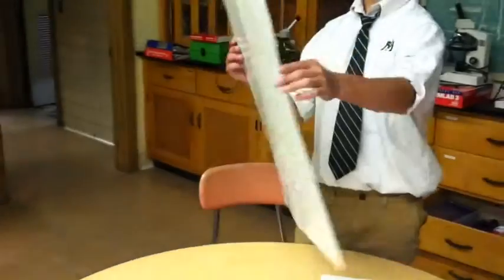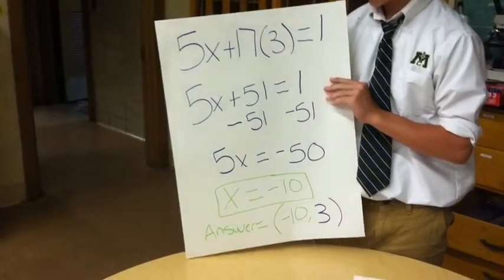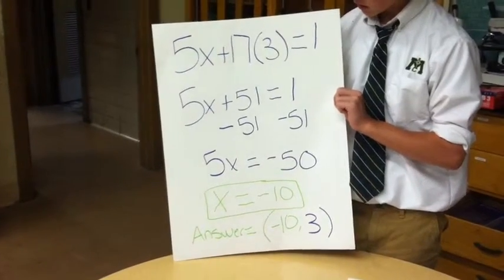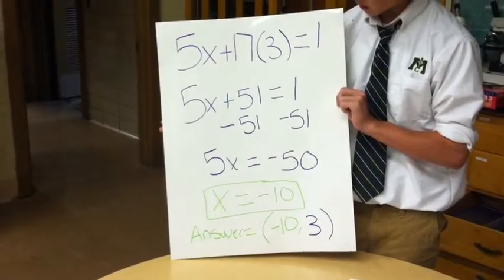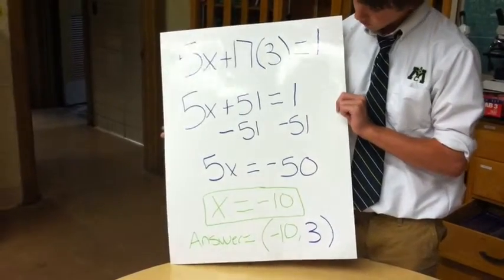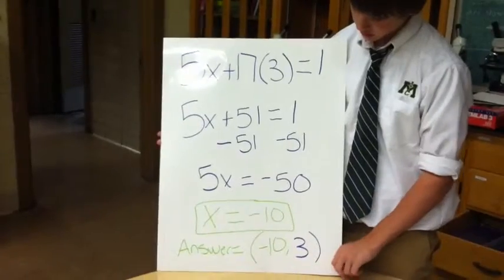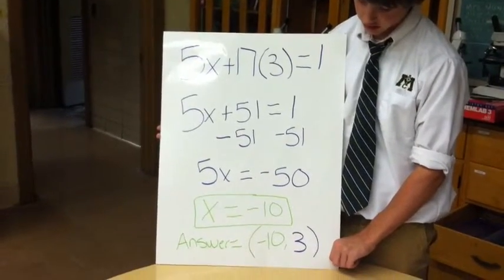And to find x, you would put 3 back into the equation, so it would be 5x plus 17 times 3 equals 1. Then it would be 5x plus 51 equals 1. You would minus 51, so it would be 5x equals -50. Then you divide those, and then it would be x equals -10, and the answers are -10 and 3.